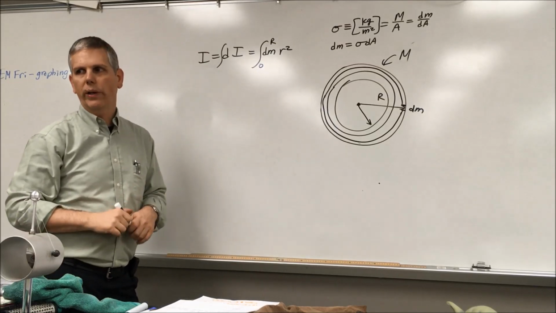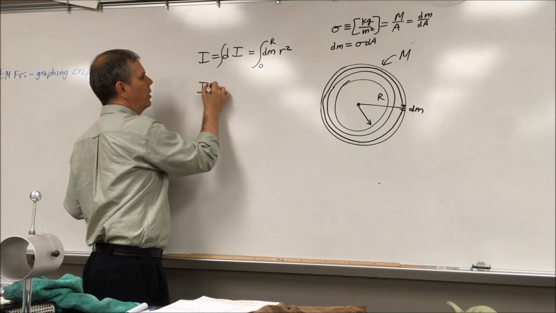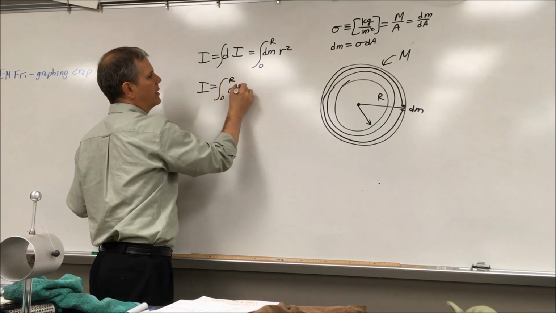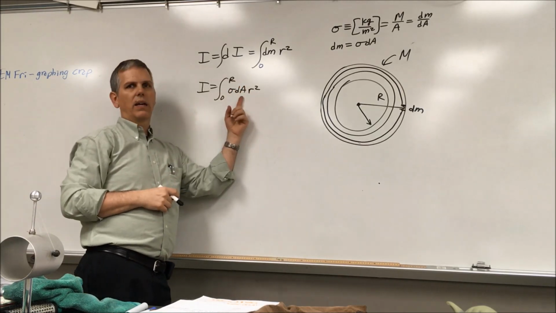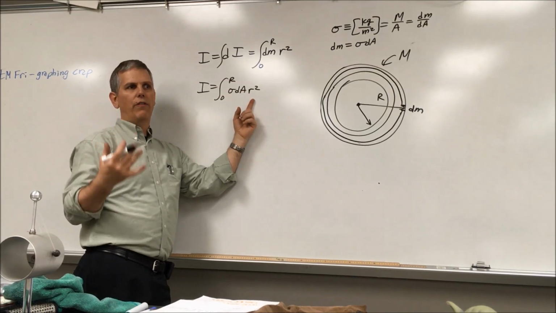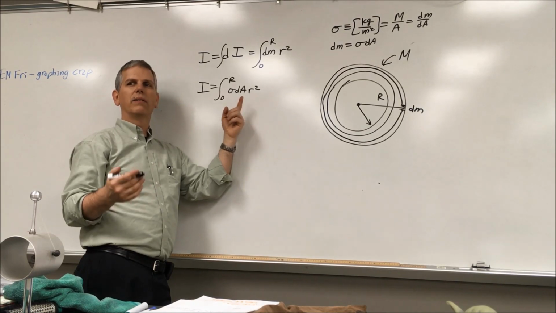Now here's where it gets a little weird. If I plug this in, and you're saying, hey, I'm getting close. I'm going from 0 to r of dm, which is sigma dA times r squared. That's an A, that's an r. They're not the same variables.